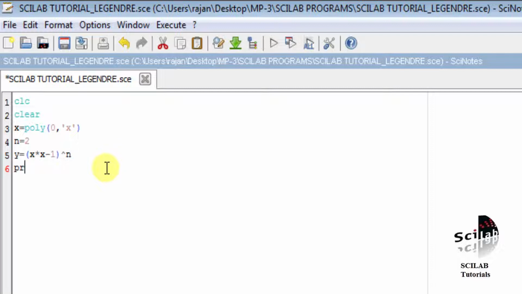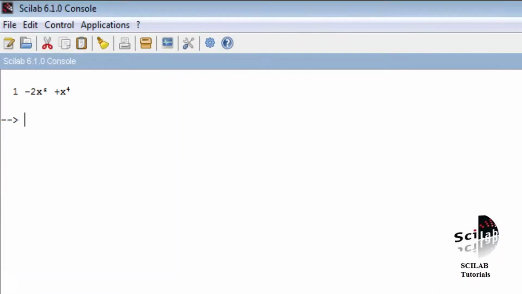Let us see what this command gives us. We save and execute this command and see the output in the console. We can see 1 − 2x² + x⁴. This is nothing but the expression of (x² − 1) to the power 2, so we have generated (x² − 1)² in terms of x.